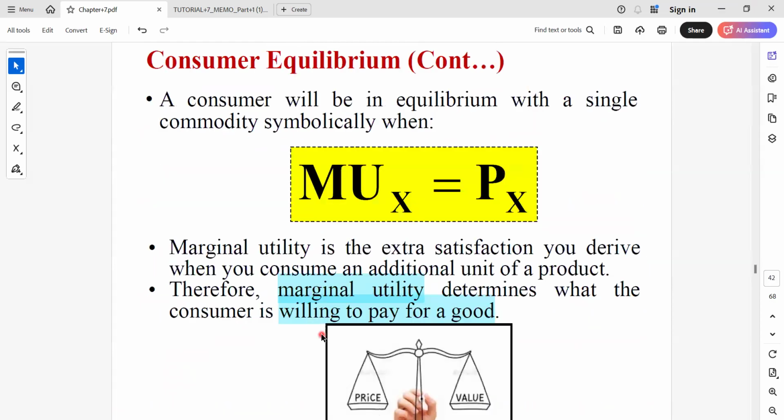A consumer will be in equilibrium with a single commodity, symbolically, when your marginal utility is equal to your price. So therefore, your marginal utility determines what the consumer is willing to pay for a good.